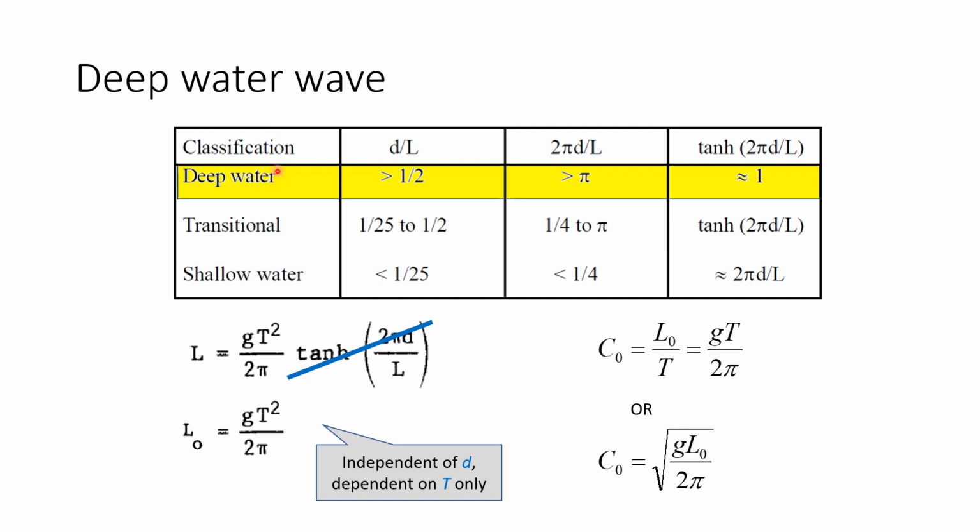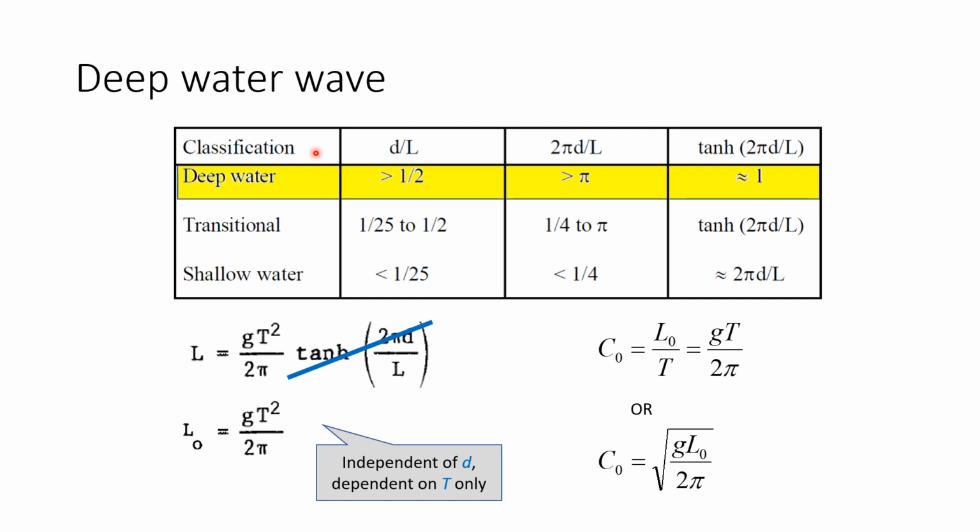If the water depth over the wavelength is more than half, then it's considered deep water. If d over L is less than 1 over 25, in some cases taken as 1 over 20, then it is considered shallow water, whereas any other value in between is known as transitional water. Now this is a very important concept. If the water depth is more than half of the wavelength, then it is considered deep.